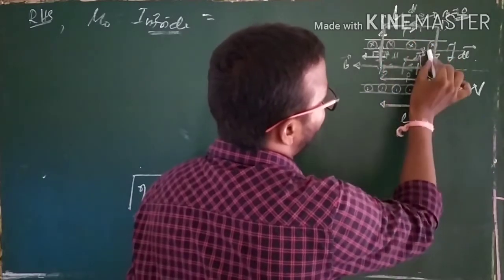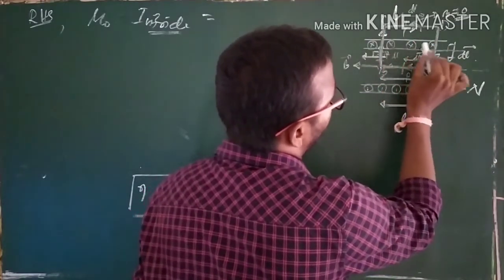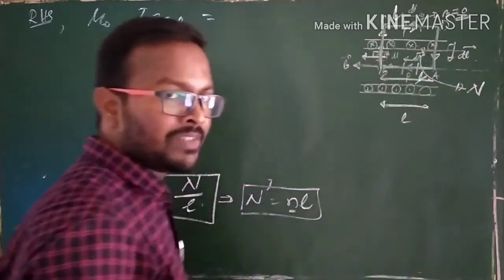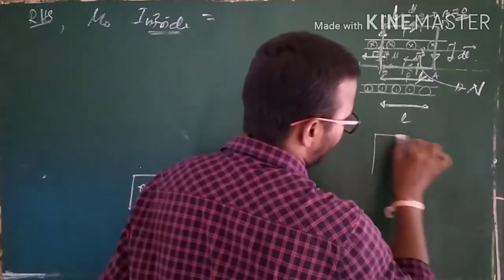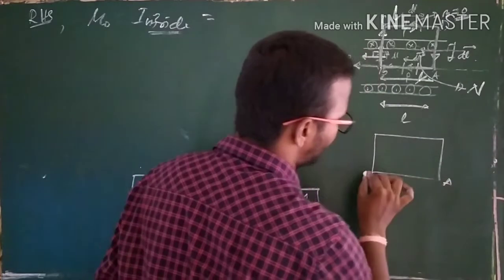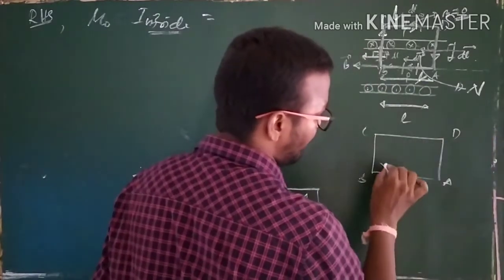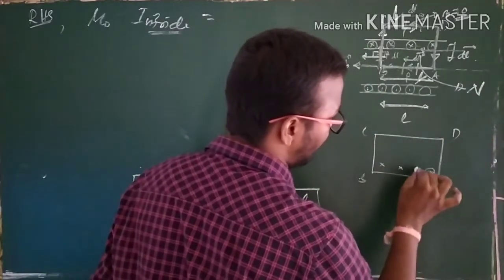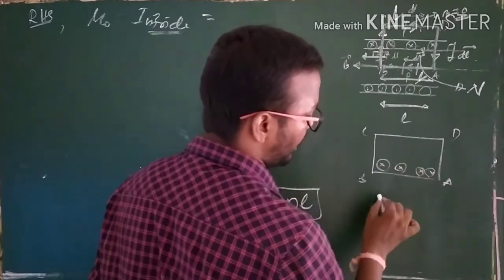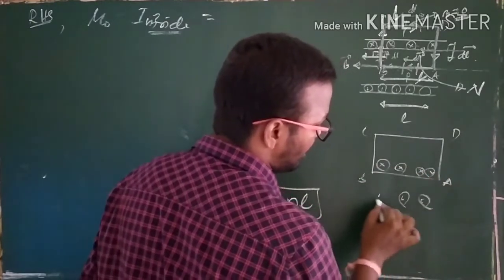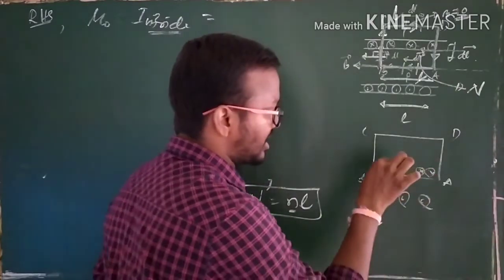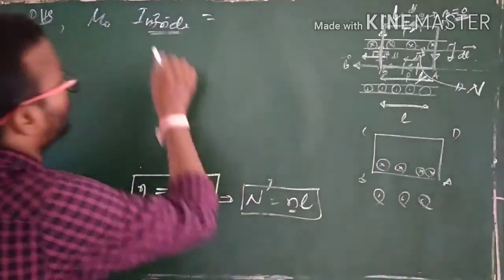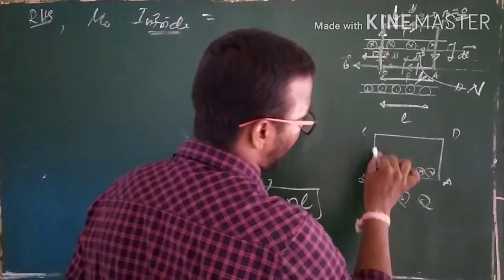But inside the loop, this cross point indicates that the current is flowing in the inward direction. That means if this is Amperian loop ABCD, this cross indicates the direction of flow of current, and this dot indicates the direction of flow of current. This is the outer direction, this is the inward direction. So we have to find I enclosed, meaning the total current within the Amperian loop.